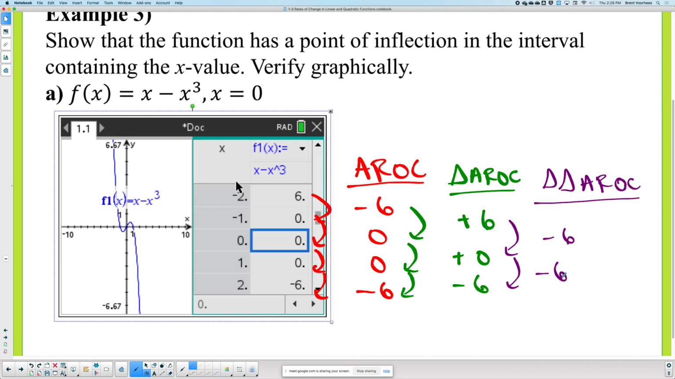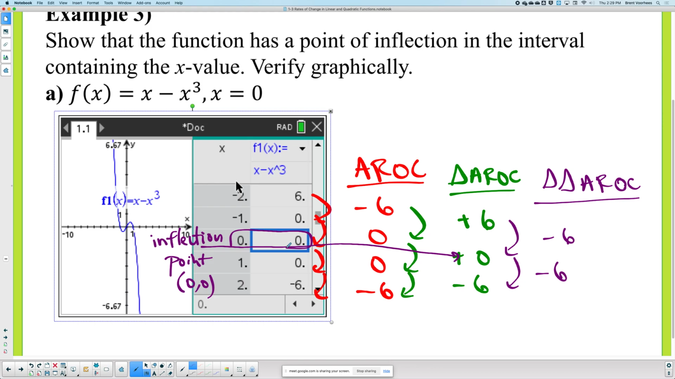So I didn't fill this in. This was here, our inflection point. That would be the inflection point. We had 0 and 0 for the y there. That's the values right where it was. That's where I got the 0, 0 from. And that's the inflection point.